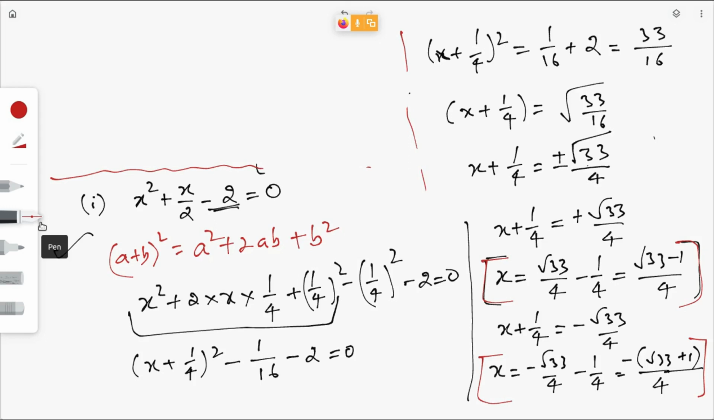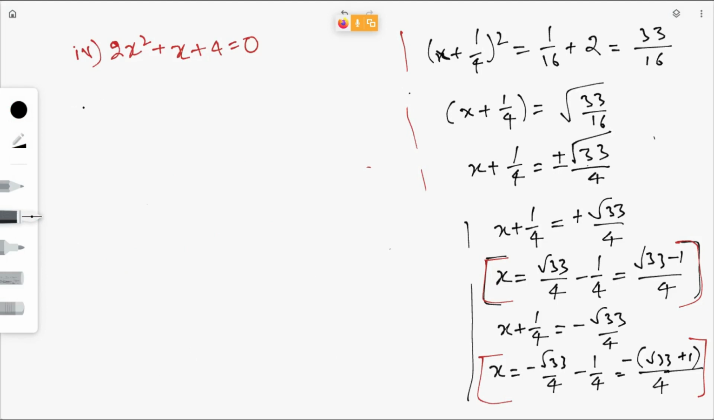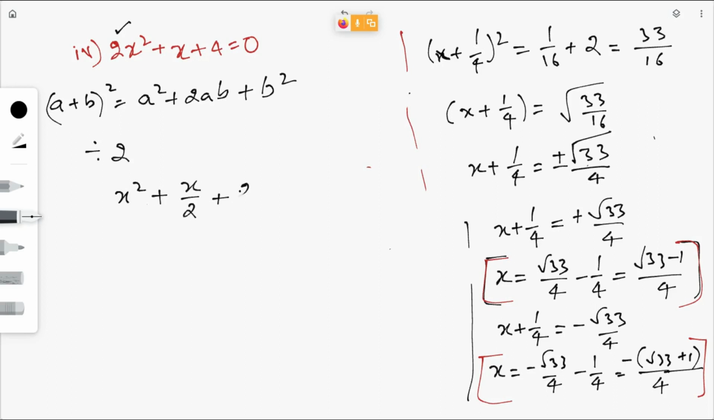Try question number 4. Question number 4 from first main. Third exercise, first main, question number 4. 2x square. First, let me write the identity. What is that? A plus b whole square is equal to a square plus 2ab plus b square. Right? So, because of this 2, you will divide the whole equation by 2. So what you will get? If you divide the whole equation by 2, you will get x square plus x by 2, 4 by 2, that is 2, is equal to 0.